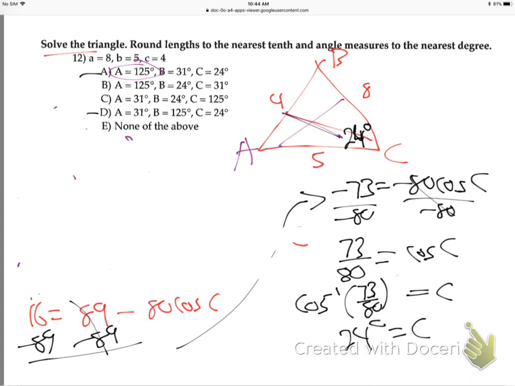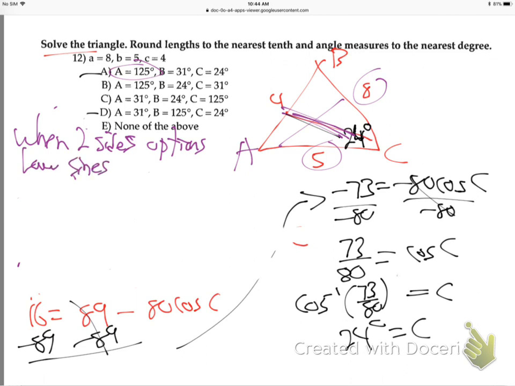And that is when you have your options, when you already have these guys, and you're looking at, should I do the 8? Or should I do the 5? Do the smaller one. So, when two sides are options for law of sines, choose the smaller side. Choose the smaller side, because that'll go with the smaller angle, and you won't have to mess around with the 180 thing.